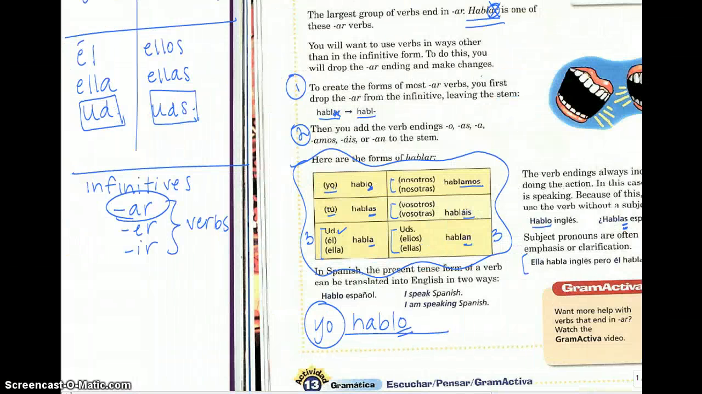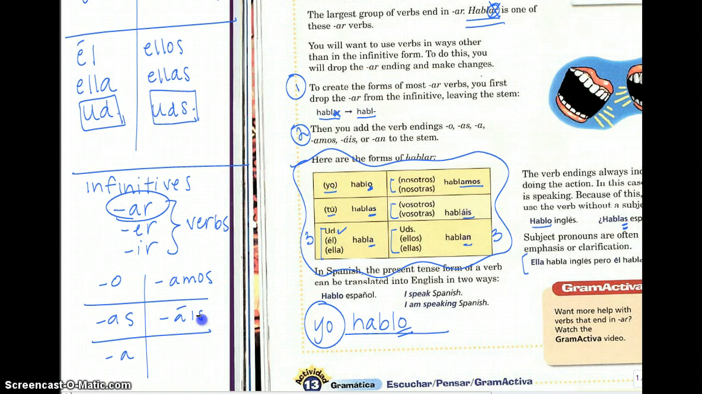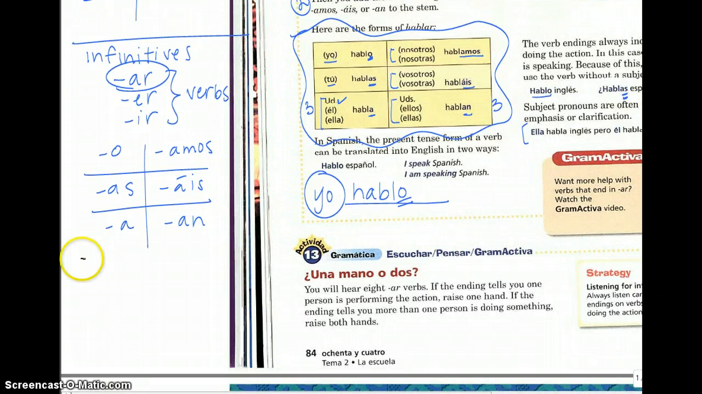So you have a new little chart to remember. Your AR verb chart endings are o, as, a, amos, áis, and an. And those can go with a number of verbs. We just talked about the fact that it can go with hablar. So we know how to conjugate hablar. We know how to say I talk, you talk, he or she talks, we talk, you all talk, and they talk. We also can do this with montar, to ride.